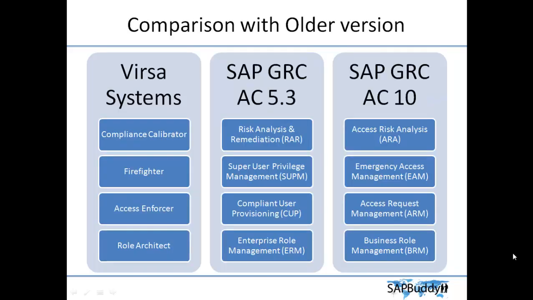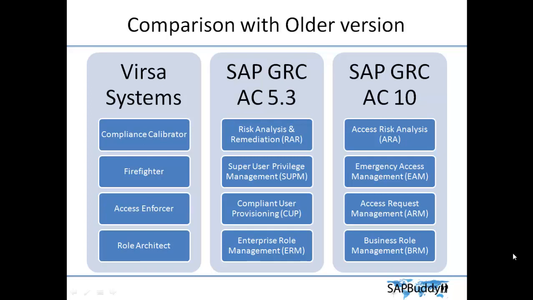I would like to give you a comparison of the names of these 4 different components, because the names have been changed a couple of times, which can create a little bit of confusion. Access risk analysis, ARA, was previously called risk analysis and remediation, RAR, in GRC access control 5.3, and in the Virsa system it was called compliance calibrator.